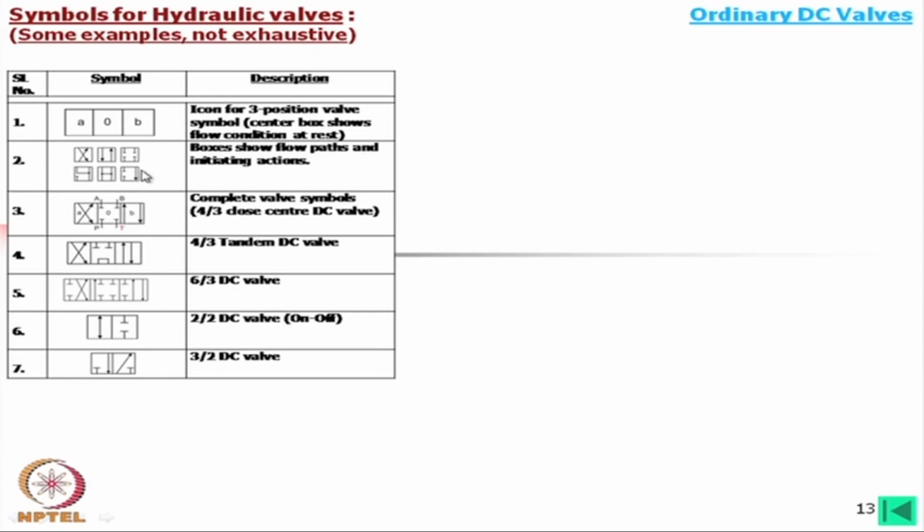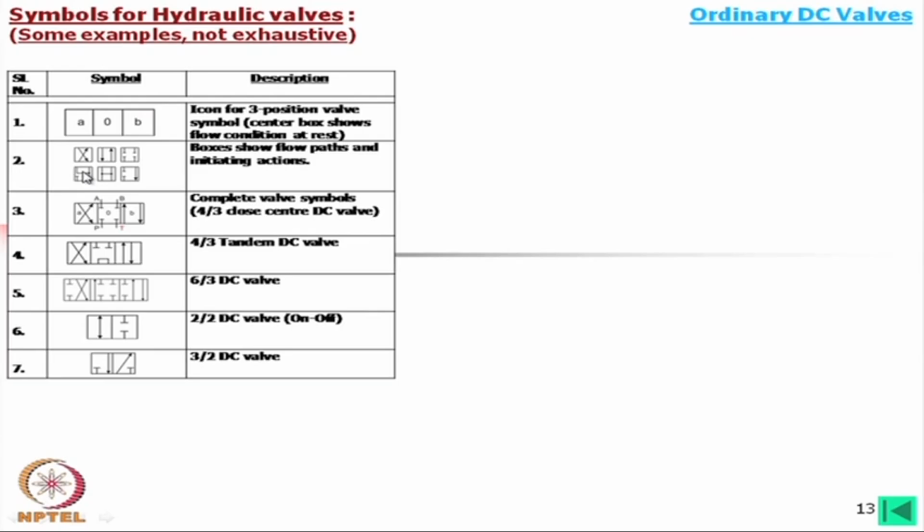And the most popular you will find, say suppose this is a closed center, keep this one at the center, this is A and this is B. Or open center, keep this one at the center, this at one end and this one at the other end. So, this will give 4 by 3 closed center, 4 by 3 open center: 4 ports, 3 positions.